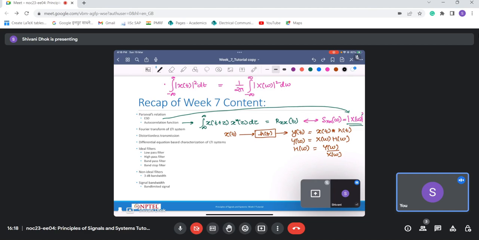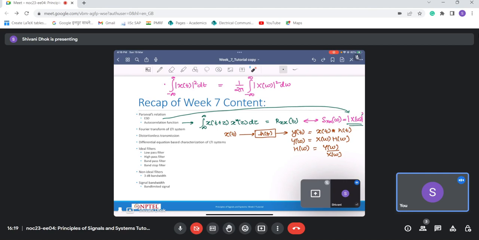Band pass filter says that it will only allow a particular band of frequencies, let's say from omega 1 to omega 2, to pass through it, and others will be restricted, or just made 0. The next thing that was discussed was the band stop filter. It says that I'll restrict the signal, or not allow a signal, in a particular frequency range, whereas I allow all the other frequencies.